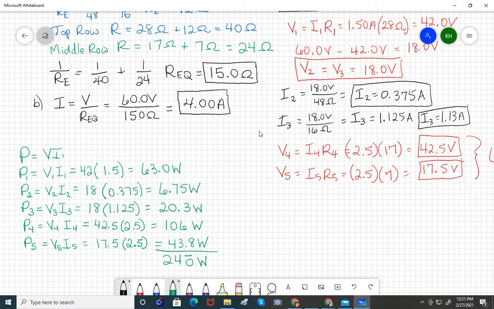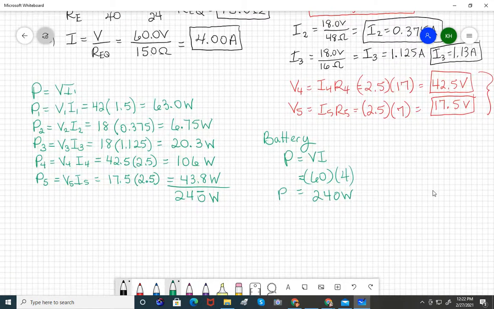If we go back and look at the battery, its power, which is VI, is going to be 60 volts, 4 amps is 240 watts. So all of this makes sense. The power being supplied by the battery is 240 watts, and you can see how the various resistors are using that power, at what rates they're going through it.